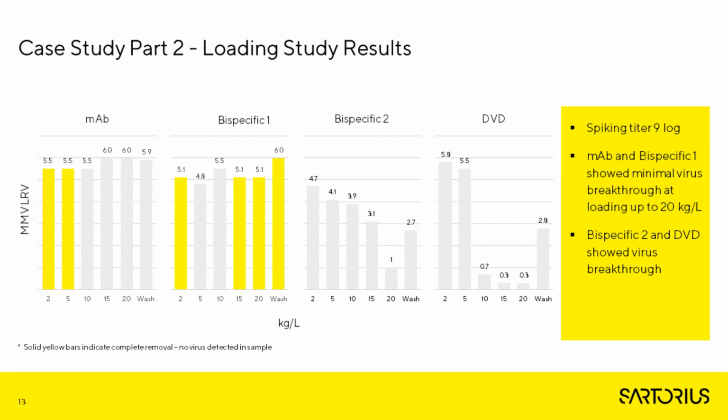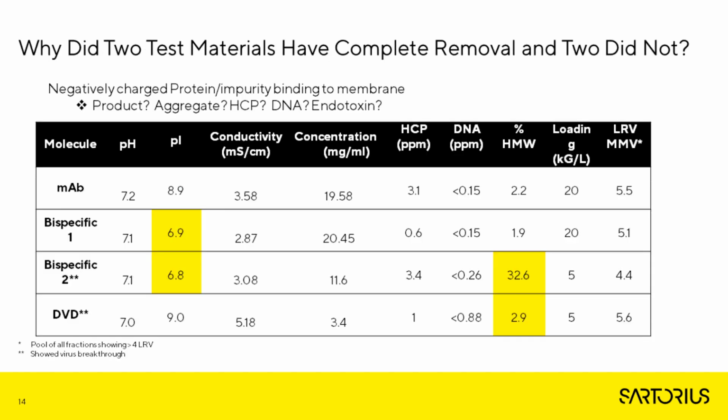So now, our next question is, which negatively charged molecules cause the virus breakthrough? And more importantly, can we predict the capacity based on the material attributes?